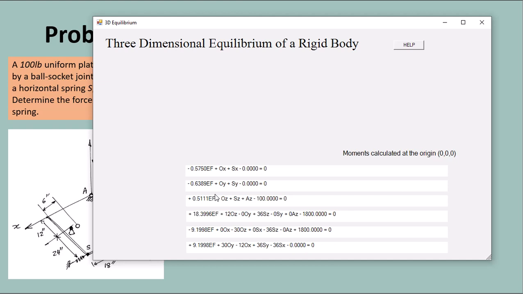If you do not count Sy and Sz, then you have 6 equations. You have Ox, Sx, Oy, Oz, Az, you will see that this equation has 6 unknowns. And we can find those 6 unknowns from the 6 equilibrium equations. Remember, Sy and Sz are 0.